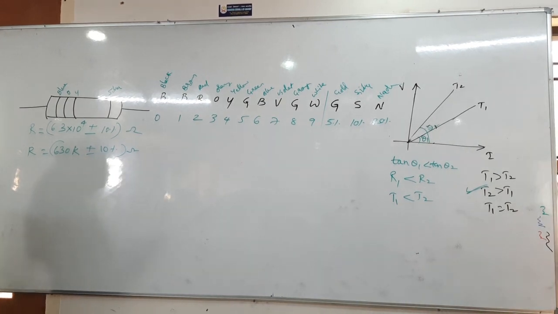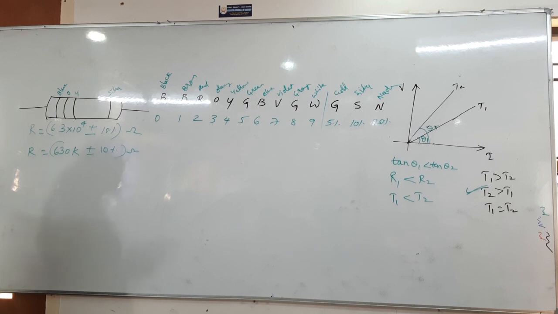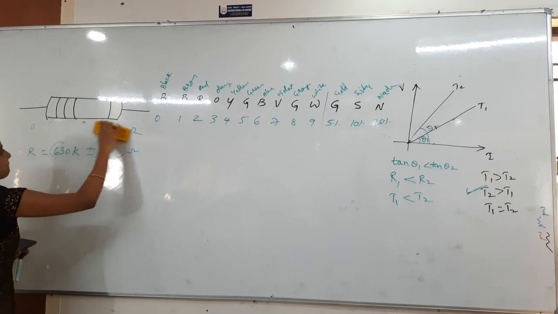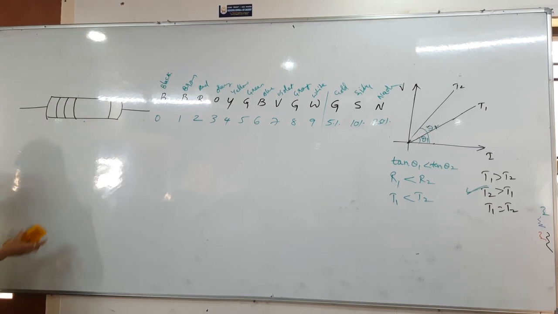The color code of resistance is given below. 2020 question. The color code of resistance is given below. Then find the value of resistance and its tolerance.